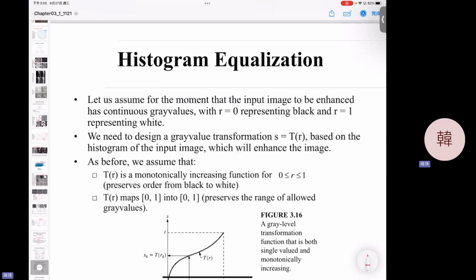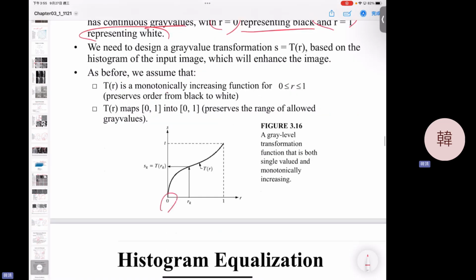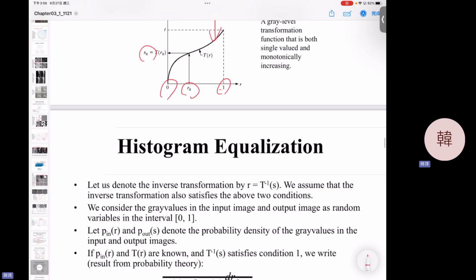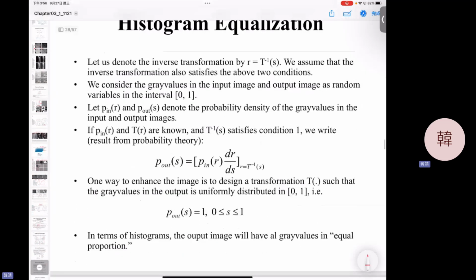So assume for the moment that the input image to be enhanced has a continuous grade level, and R equal to 0 represents black, R equal to 1 represents white. So we have this range, black and white, within 0 to 1. You can see 0 to 1, this is R input, this is S. So how do you find this, and then try to transform your histogram into a uniformly distributed distribution? Okay, so it's histogram equalization. How do we do this?